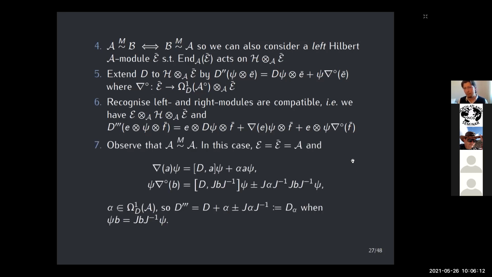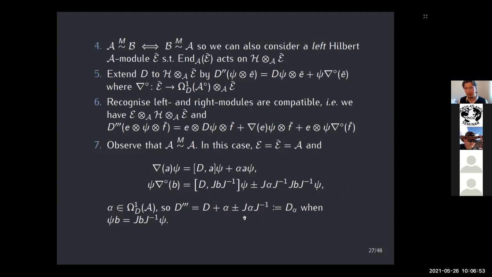So recall that our module is finite projective. So we can just say actually that it's equal to the algebra, that it's just the same thing, E and its conjugate. And in that case, the particular form that the connections take can be computed. It's relatively simple. You get a commutator of, say, for the action on A, commutator of D with A plus some arbitrary one form times A, and a similar thing in the opposite case, but now everything gets conjugated by J.